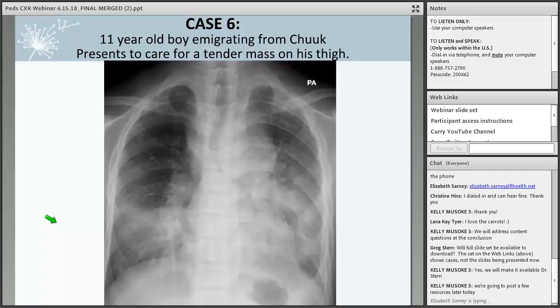Okay, with that, we're going to move ahead, and this is the way that we structured this. We are first going to show some x-rays. So, for example, right now you can see case number 6, and you see a little bit of information about him.